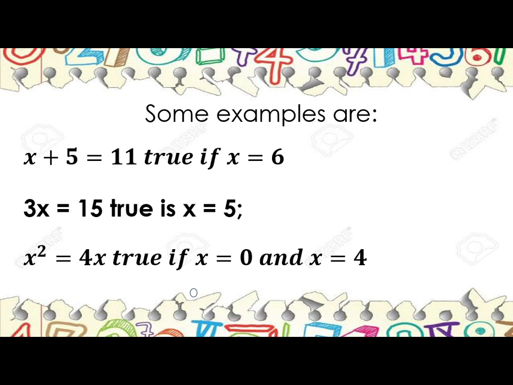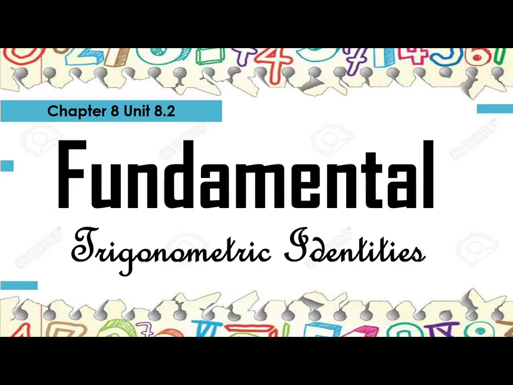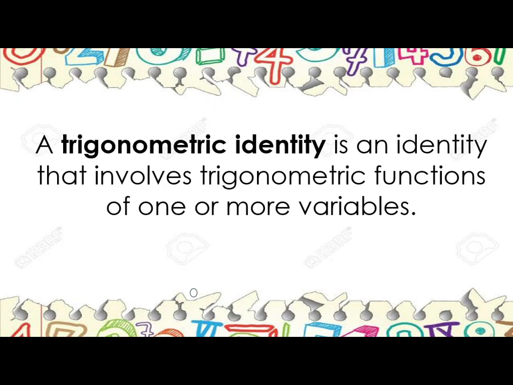Okay, so that will be the basic concept of that. So now let's proceed here to the fundamental trigonometric identities. It's stated here that a trigonometric identity is an identity that involves trigonometric functions of one or more variables. So it actually involves the six trigonometric functions po. So what are those? That will be the sine theta, the cosine, the tangent, the cosecant, secant, and cotangent.